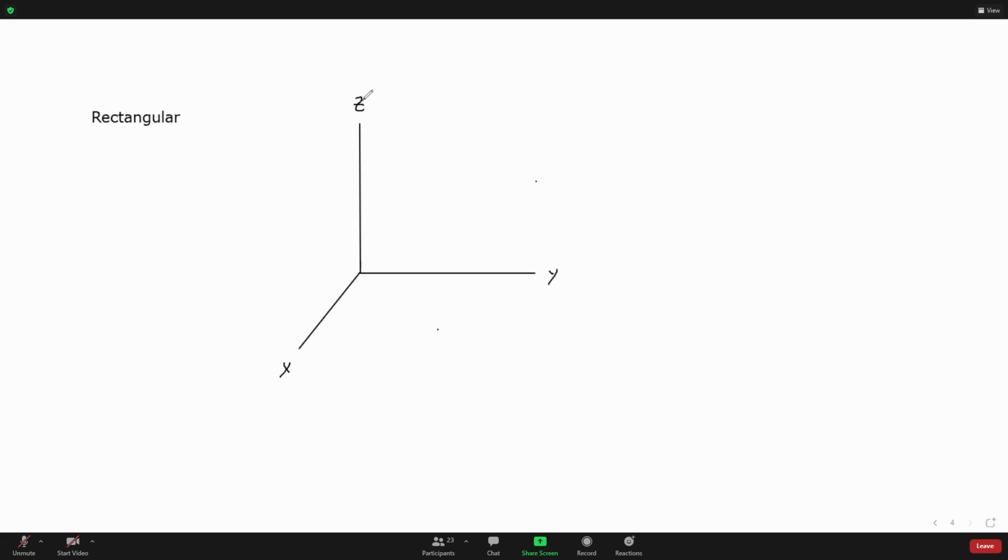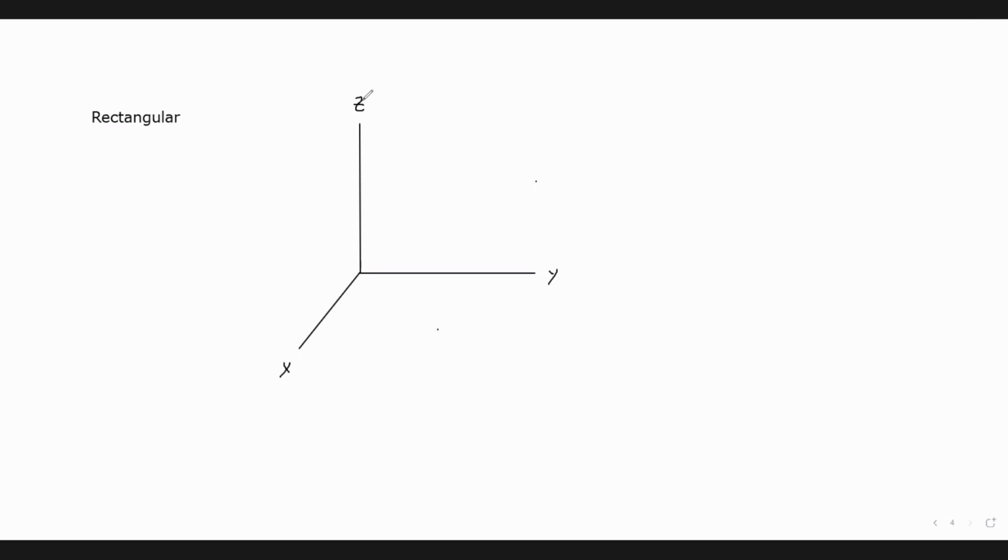Now you can have a left-handed coordinate system by doing the same thing with your left hand. And I think that's the way they do it in Britain, but it has something to do with the way they drive or something. Okay, so that's the rectangular coordinate system.